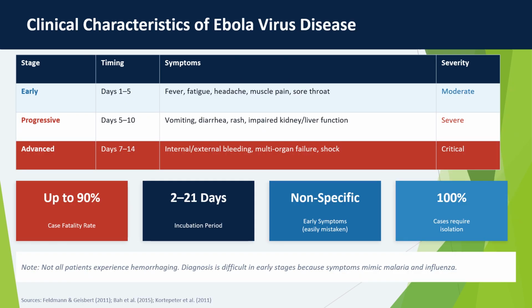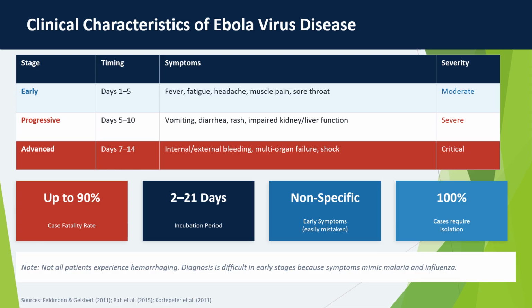Ebola virus disease presents in 3 progressive stages, and the speed of that progression is one of the most alarming aspects of this disease. In the early stage, typically days 1 through 5, patients experience fever, fatigue, headache, muscle pain, and sore throat. These symptoms are nonspecific. They look a lot like malaria or the flu. So this makes early diagnosis extremely challenging, and it's one of the reasons why Ebola can spread before it's detected.